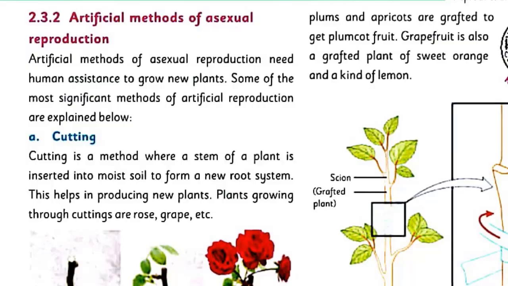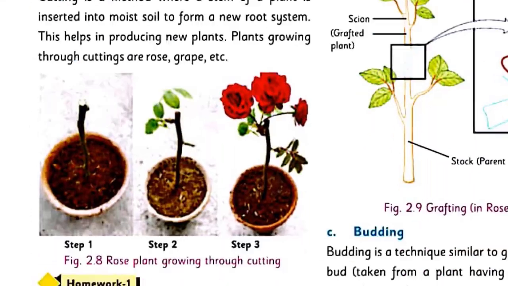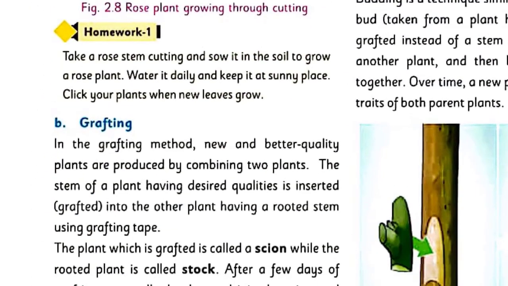Plants growing through cuttings are rose, grape, etc. Homework 1. Take a rose stem cutting and sow it in the soil to grow a rose plant. Water it daily and keep it in a sunny place. Click your plants when new leaves grow.